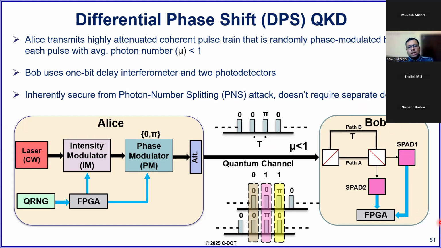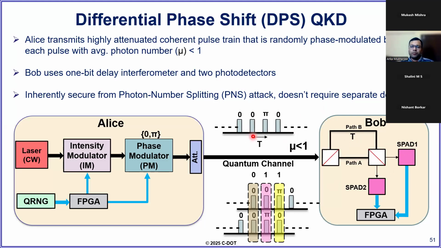These coherent one way and differential phase shift protocols are designed in such a way that they are inherently secure from an attack called the photon number splitting attack, because here we keep mu less than 1. As I told yesterday, we cannot keep mu more than or equal to 1, because that will result in multi-photon pulses. So in DPS there is only one parameter, the quantum bit error rate. But for coherent one, we also check the visibility.